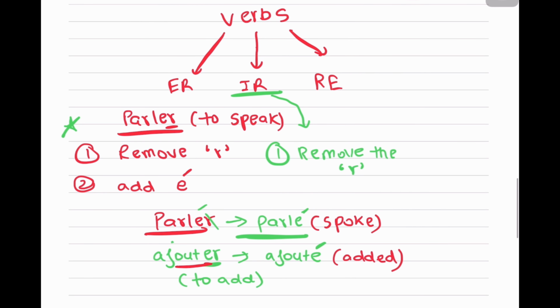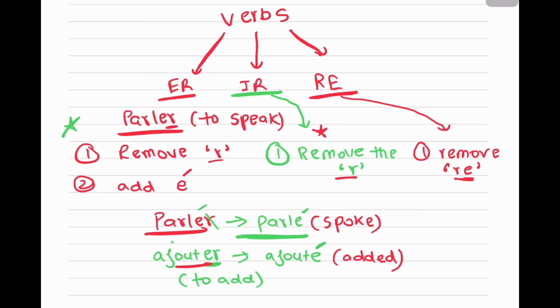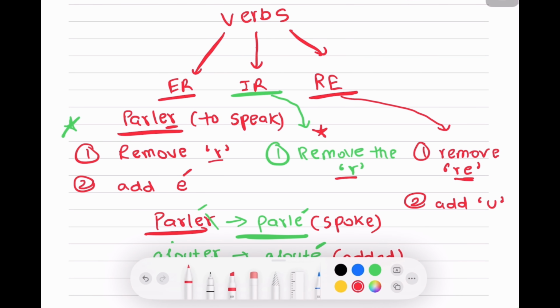And for the last group, RE, this also has two steps that you need to memorize, which is very important. First step is to remove the RE. You notice in the first category we were only removing the R, right? Remove the R, remove the R. Here we will remove the R and the E from the end. And what we'll do instead is add U. This is very important. For RE verbs, you will remove the RE and add a U at the end.